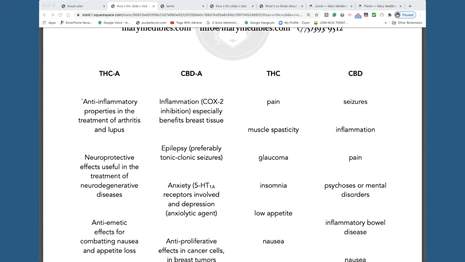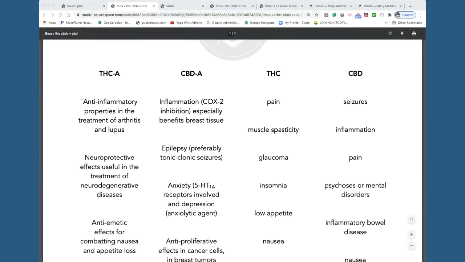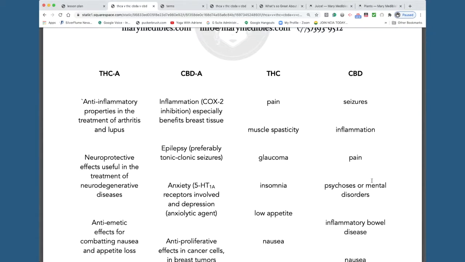I noticed that both CBD and CBDA address anxiety. So why would you pick one over the other? Thank you for pointing that out.